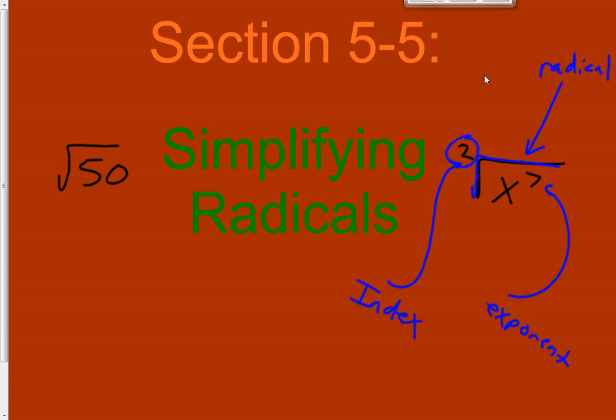The index is the number on the radical. The exponent is what the base is raised to. It could be x to the 9th, could be x to the 15th, whatever the case might be. And then we have our radical sign. The index, we're always going to be talking about the square root today, but it could be anything. It could be the 3rd root, it could be the 5th root. Any number could be our index. So just so you know that as well.